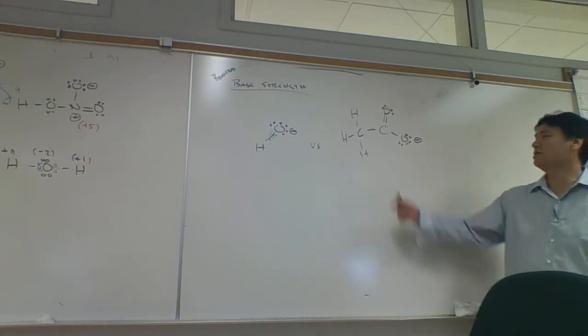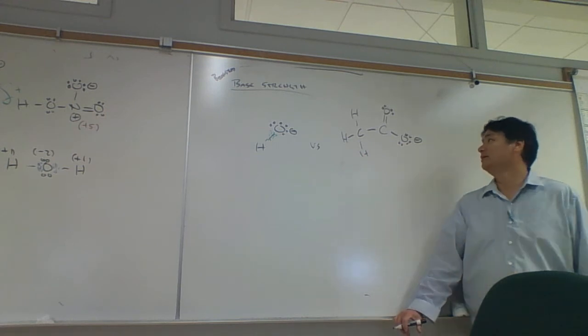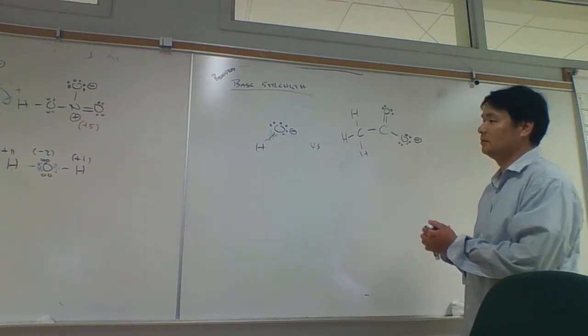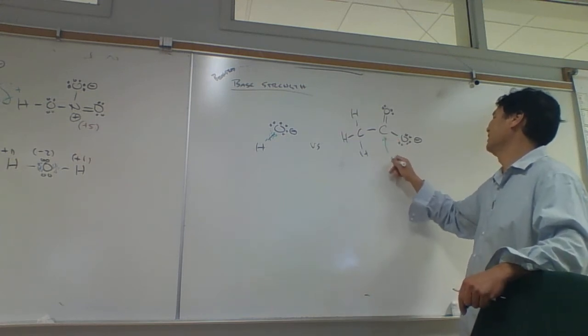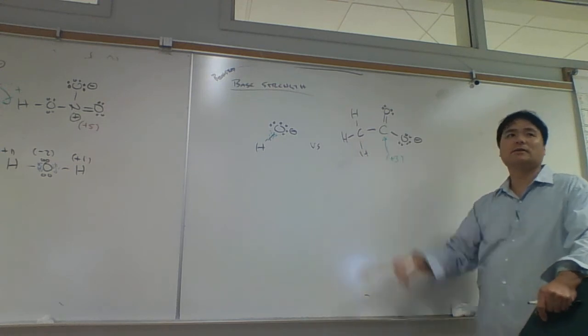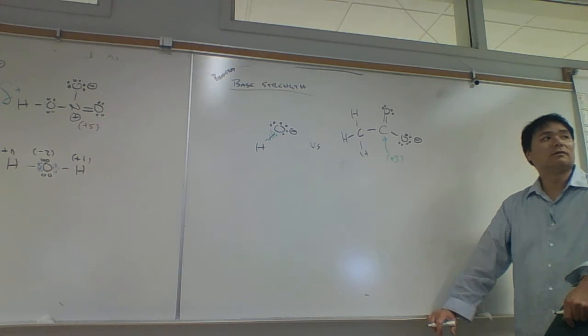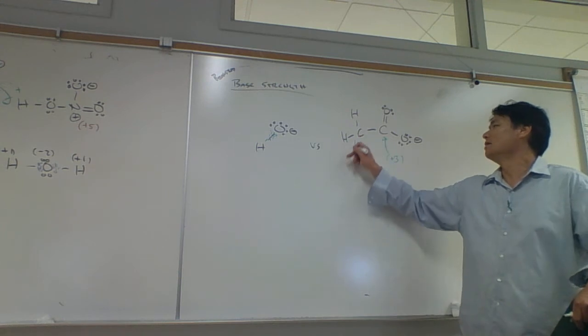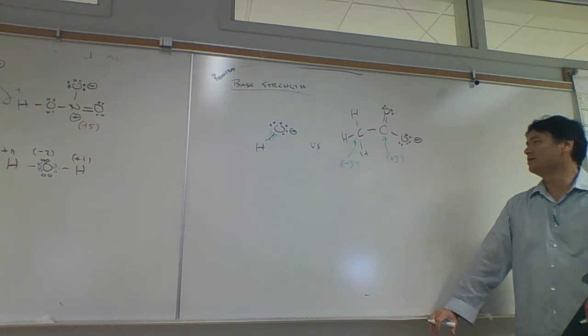Oxidation state. So what's the oxidation state on this carbon here? +3? That's correct. +3 is correct. The oxidation state on this carbon is +3. That's good. What's the oxidation state on this carbon? -3, yep. So do you see these two carbons are totally different? These two carbons are quite a bit different.